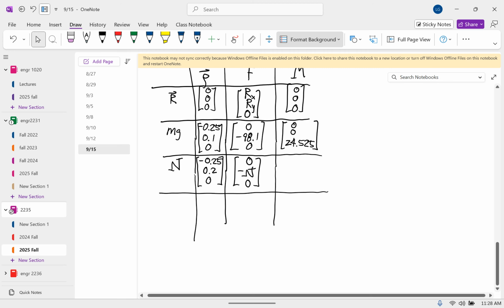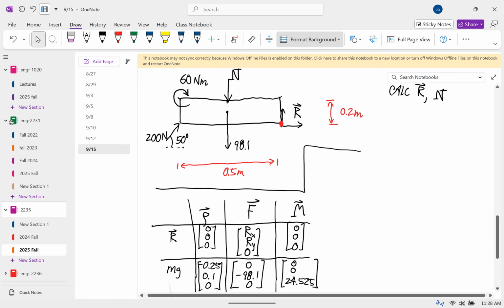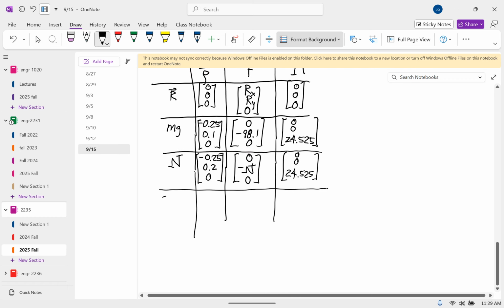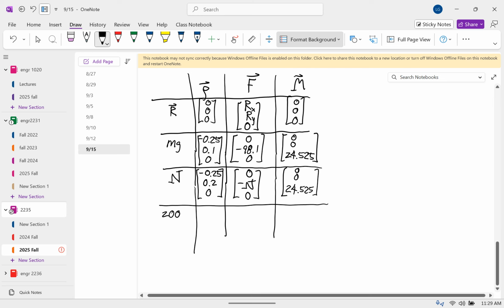Okay. So now the cross product of these, it's the same, 0, 0, 24.525. So now we've done 3 of these. Now we have to go to the 200 Newton force. Professor? Yes. So we got the moment for mg and N. Where does that come from again? Once you have rho and F, you're just taking the cross products of those two.